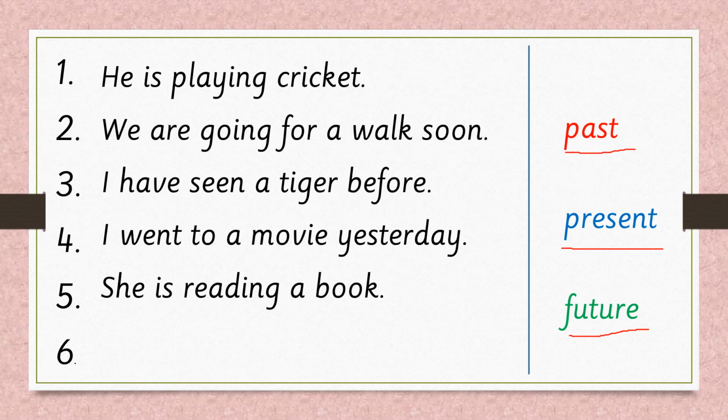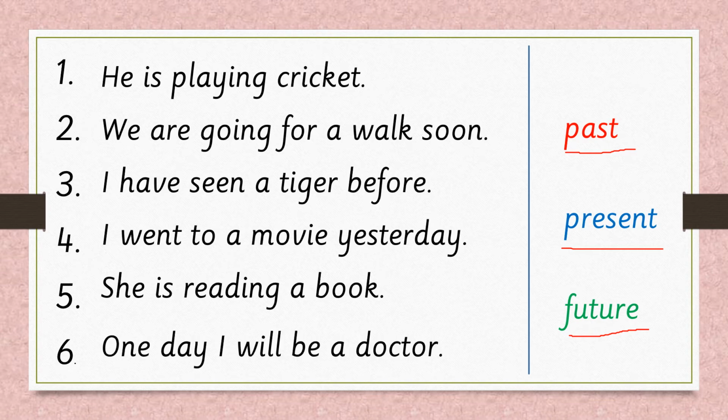Number 5, she is reading a book. Lastly, number 6, one day I will be a doctor. Okay, so if you haven't done it yet, you can press pause now and fill in your past, present, or future. Remember, you didn't need to write the sentence. All you needed to write is like number 1, past, number 2, present, whatever you think it is. When you're ready, we will check.